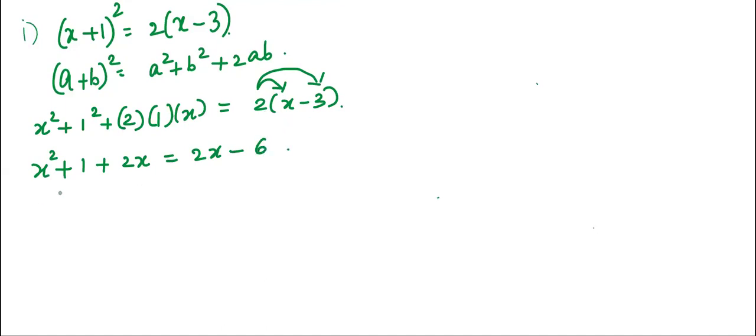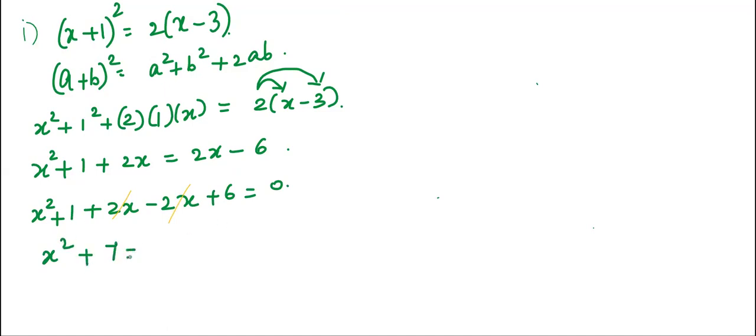Now we will combine everything to one side. So x square plus 1 plus 2x, bring the 2x to the other side, so minus 2x, then again plus 6 is equal to 0. Now let's simplify this one. Plus 2x and minus 2x we can cancel out. Then combine the constant terms. So 1 plus 6 will become 7. So x square plus 7 is equal to 0. Now this cannot be simplified further.